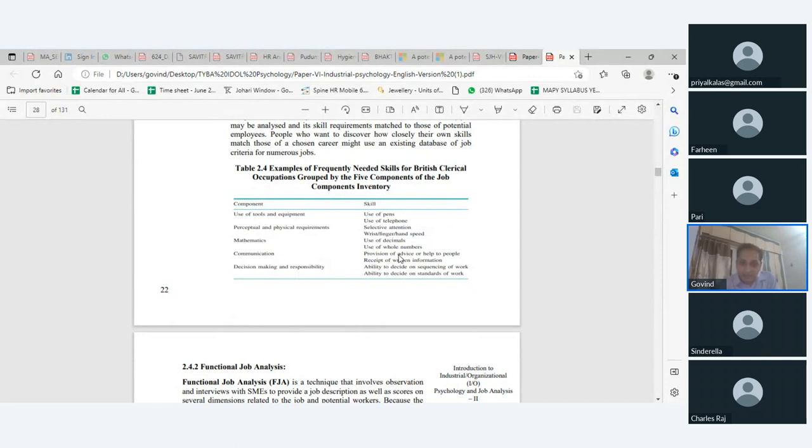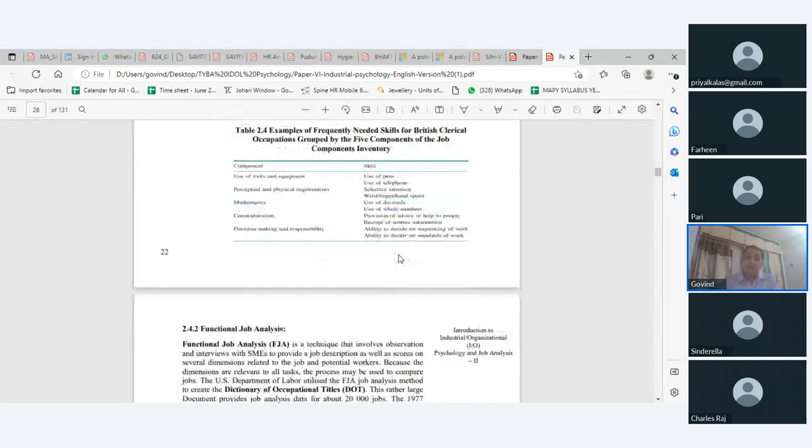Decision making and responsibility: whether the person can make decisions on the basis of available data, or always needs support. On the basis of that, I hire a candidate.